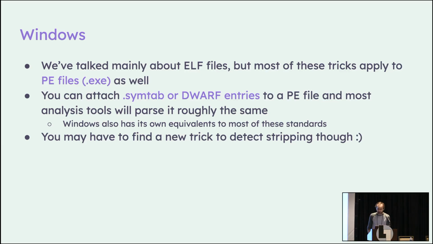And so the last thing I want to talk about is how this applies to Windows. So we've mainly been talking about ELF files, but most of this does apply to executable files as well. In fact, you can actually just attach a symtab or DWARF entries to a portable executable. That's not typically how people do it, but the analysis tools will actually parse that. In fact, if you use MinGW as your compiler toolchain, that's actually how it works. It just attaches DWARF debug information to a PE file.